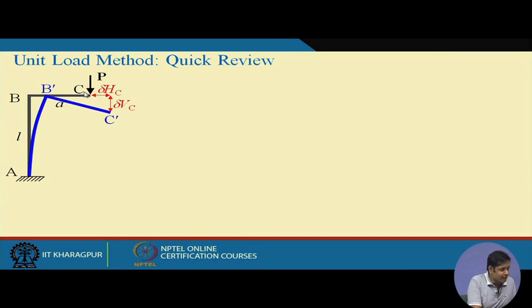This is delta HC, from C to C dash. So, delta HC is the horizontal deflection at C and delta VC is the vertical displacement at C. Suppose we want to find out the horizontal displacement at point C. Okay. Now, what are the different steps? The similar steps can be followed for vertical displacement as well, or for that matter for displacement at any point.